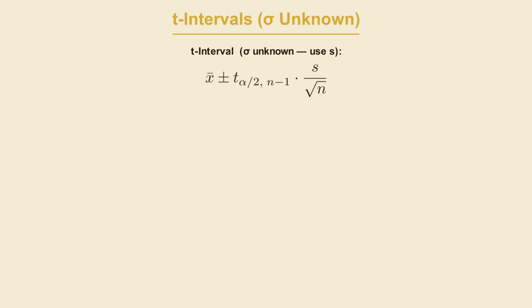When you replace sigma with s, the critical value comes from the t-distribution with n-1 degrees of freedom, not from the standard normal. The t-interval has the same structure as the z-interval, but with two changes. You replace sigma with s, the sample standard deviation, and you replace the critical value, for example 1.96, with the corresponding critical value from the t-distribution.